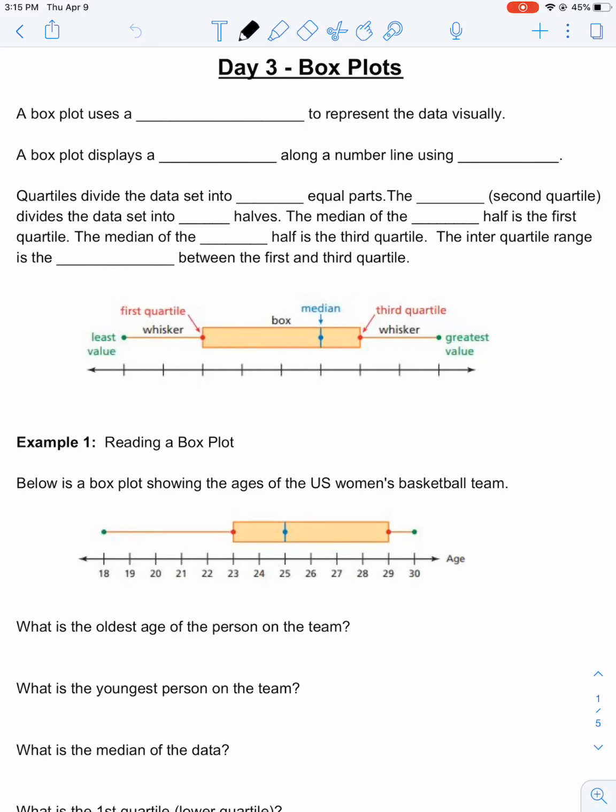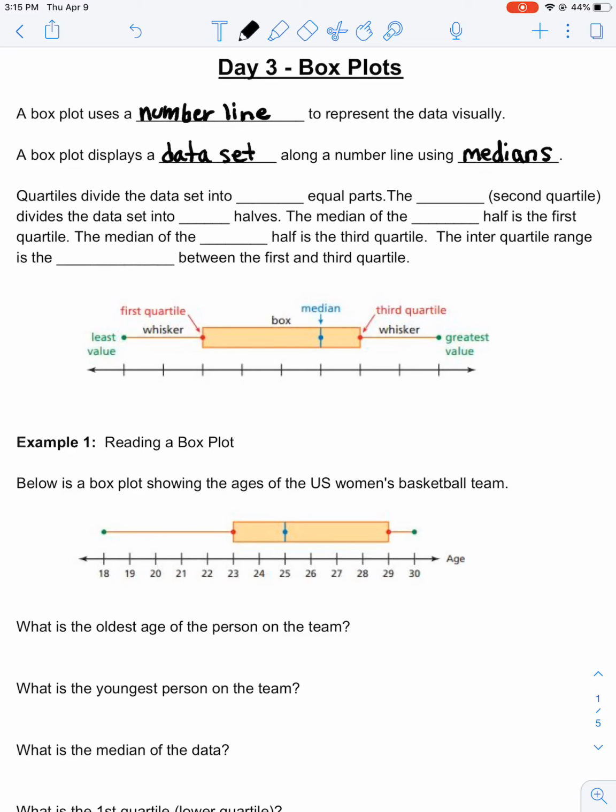All right, day 3 is box plots. A box plot uses a number line to represent the data visually. A box plot displays a data set along a number line using medians. And remember, medians are the middle numbers.